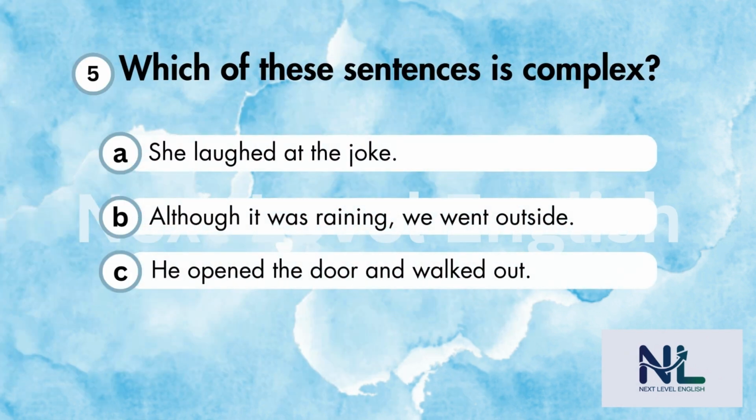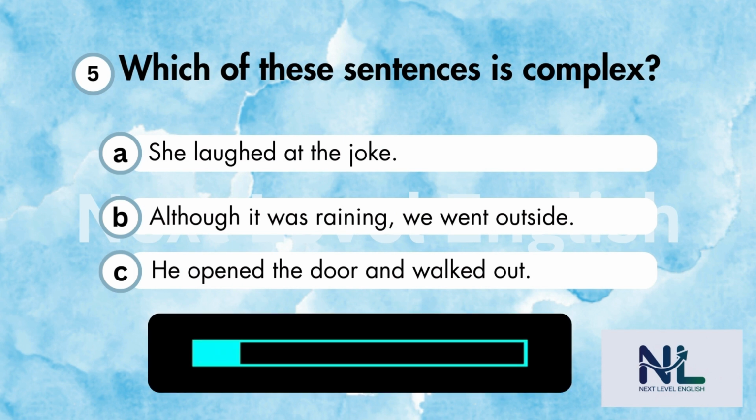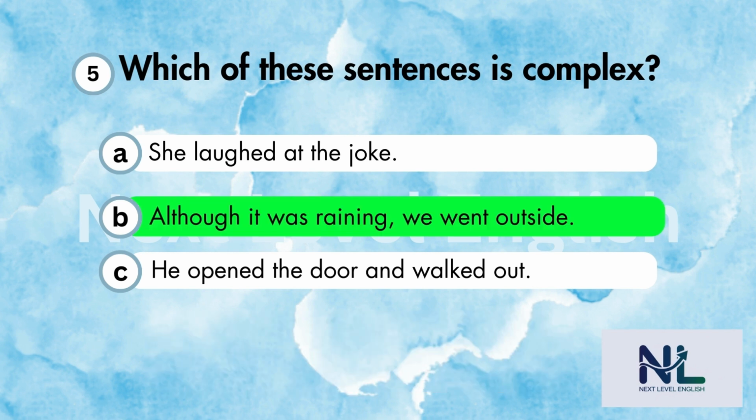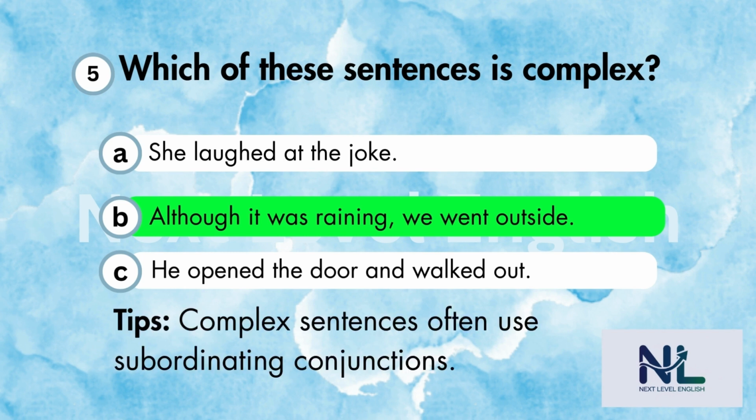5. Which of these sentences is complex? Although it was raining, we went outside. Tips: complex sentences often use subordinating conjunctions.